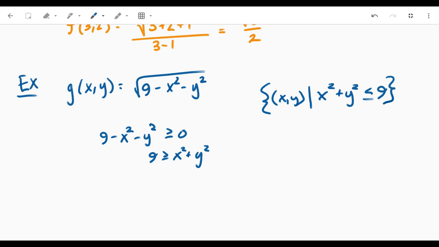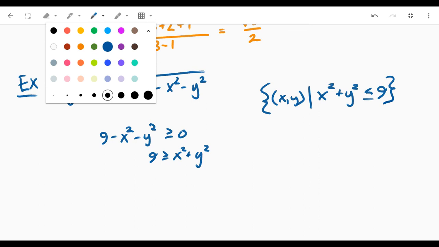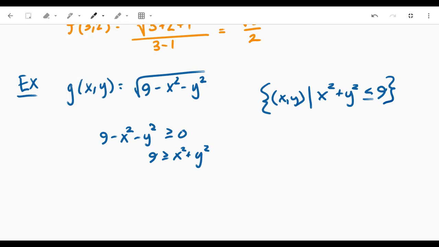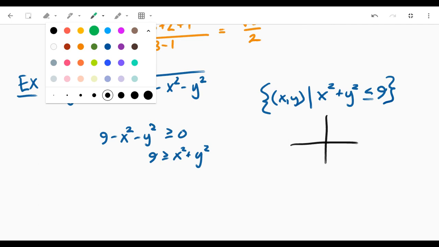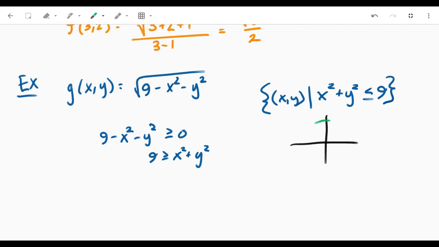Okay, and you'll notice too that you can graph these domains. You can graph these regions. So we know x squared plus y squared is a circle with a radius of 3 centered at 0, 0. So if I were to ask you to graph the domain, 3, 3, -3, -3, it's that circle, okay, with a solid boundary, right, because of less than or equal to.